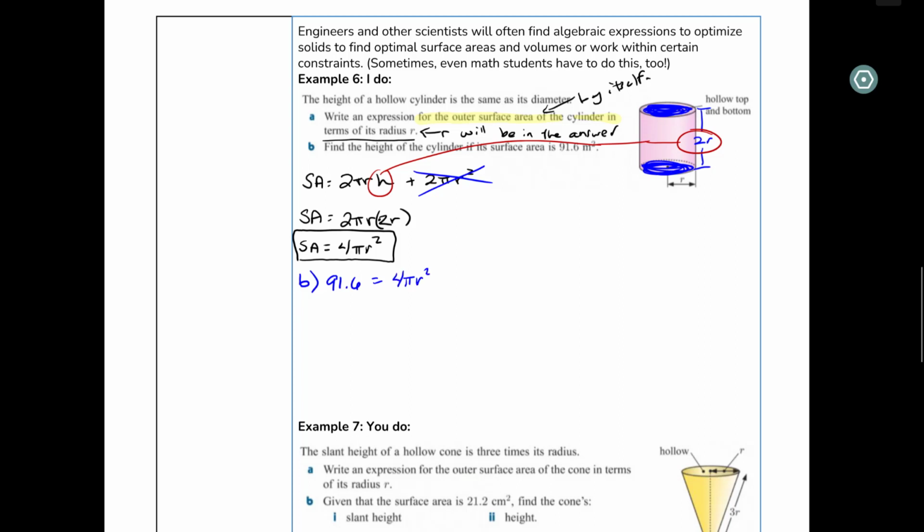Now you'll notice that this is one equation with one variable, which means we can go ahead and solve for this very simply. I'm going to divide both sides by 4 pi to get the r squared by itself, and then I'm going to take the square root. So let's do all that in one step. 91.6 divided by 4 pi, and that's going to give us the value for r. Now, we don't have to worry about the plus or minus here because we can't have a negative radius, so that just doesn't exist. So really, we're only looking at the positive square root here. Let's go over to Desmos and punch this in.